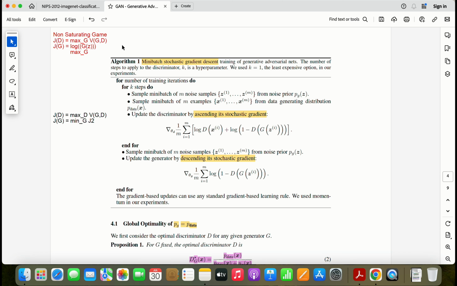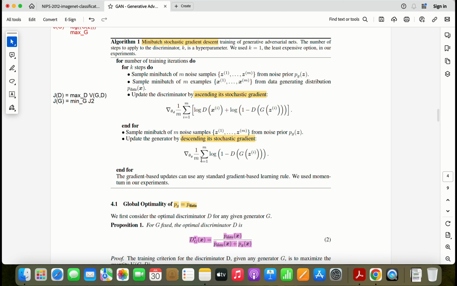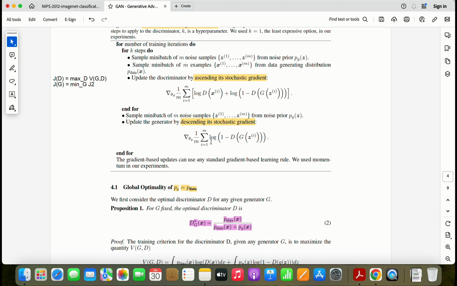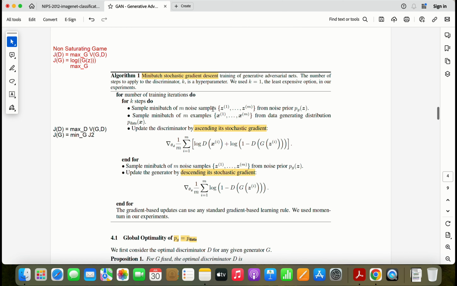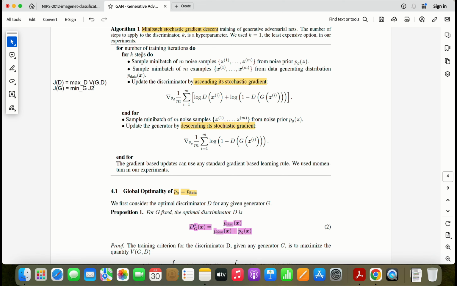Now coming to the algorithm. This is a mini-batch stochastic gradient algorithm, and it is basically a two-step algorithm. This is the min-max function that we already discussed. In the first step, we are maximizing the discriminator function, so we are doing ascent. In the second step, we are minimizing the generator function. Since it's a minimum, we are doing descending stochastic gradient. So we alternate between discriminator optimization and generator optimization. They say that k steps can also be done, but generally it is one to one.